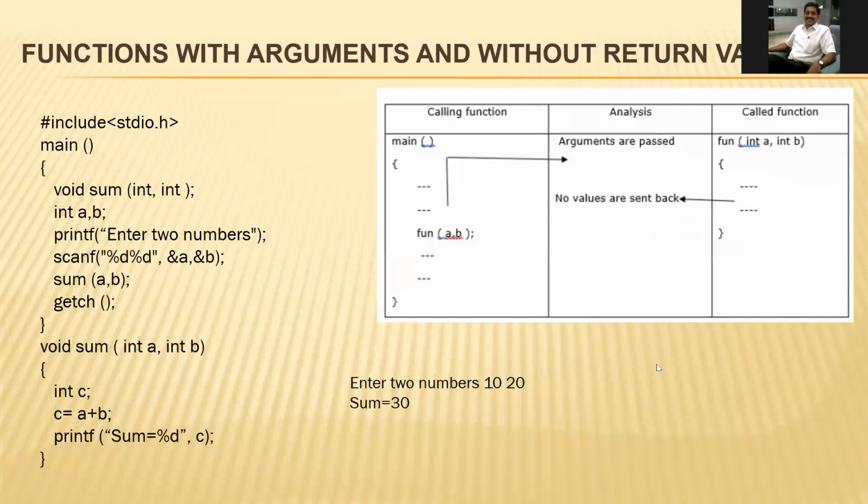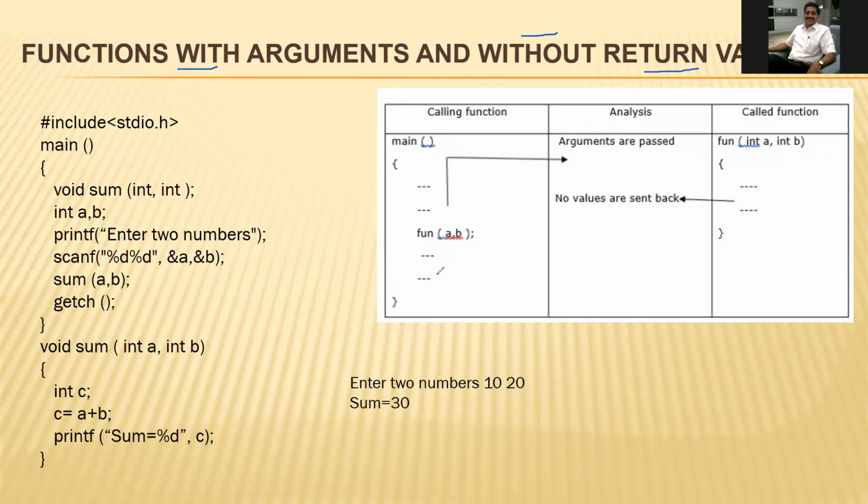Now the next category is the function with arguments and without return value. With arguments, that is, we are passing something, and without return value, that is, we are not returning any value. This is what we have specified in the figure.